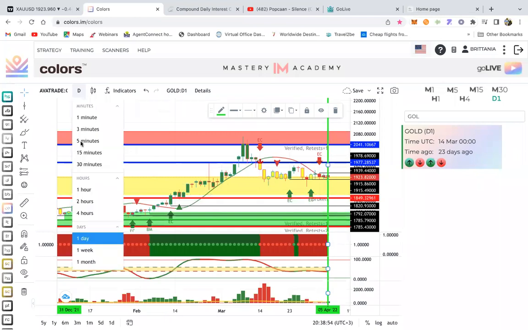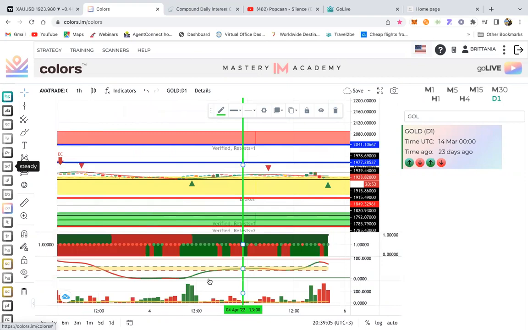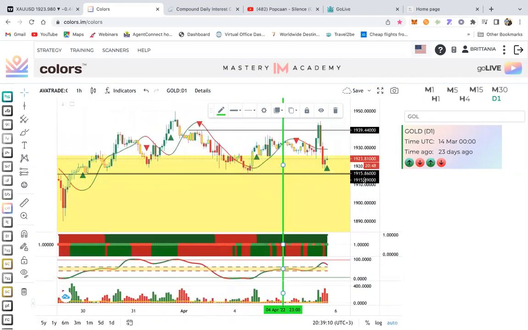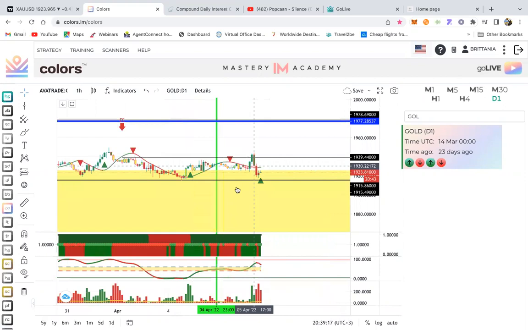And then drop to my 1 hour. So if you're trading on the day, you drop to the 1 hour, to the 30, or to the 15. I would say it depends on what you're trading. You can drop to the 5, the max. And what you're looking for on the 1 hour is for everything to line up green for you to get into the trade.